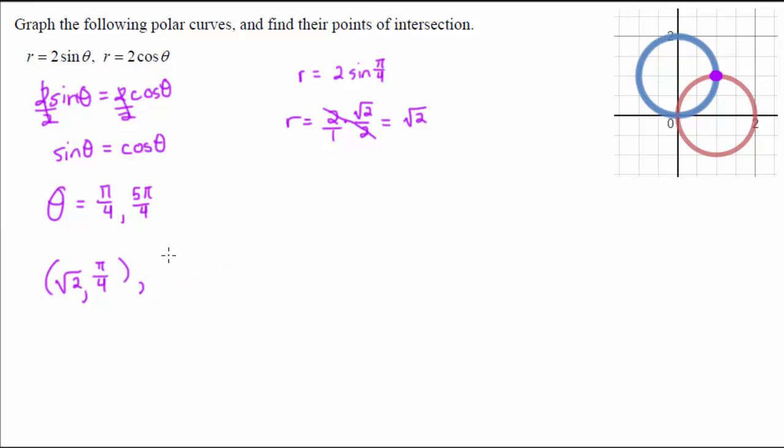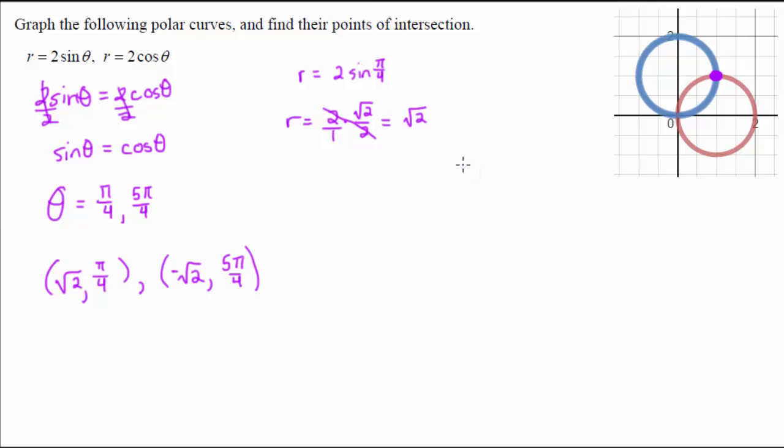In a similar way, we can figure out what goes with 5 pi over 4. I can plug 5 pi over 4 in instead, and I can do it with sine or cosine, either of these equations, I mean. It doesn't matter which one. Now, with 5 pi over 4, I'm going to get a negative square root of 2 over 2, which I multiply by 2, which gives me negative square root of 2.